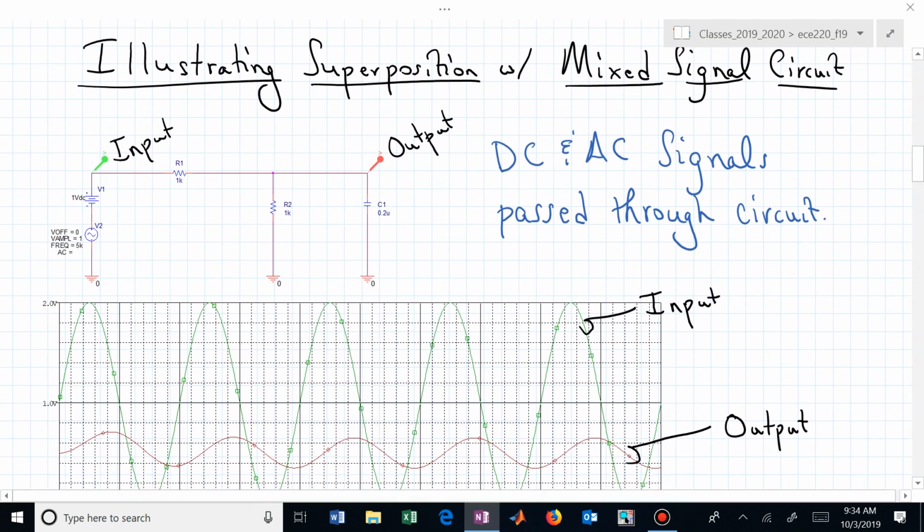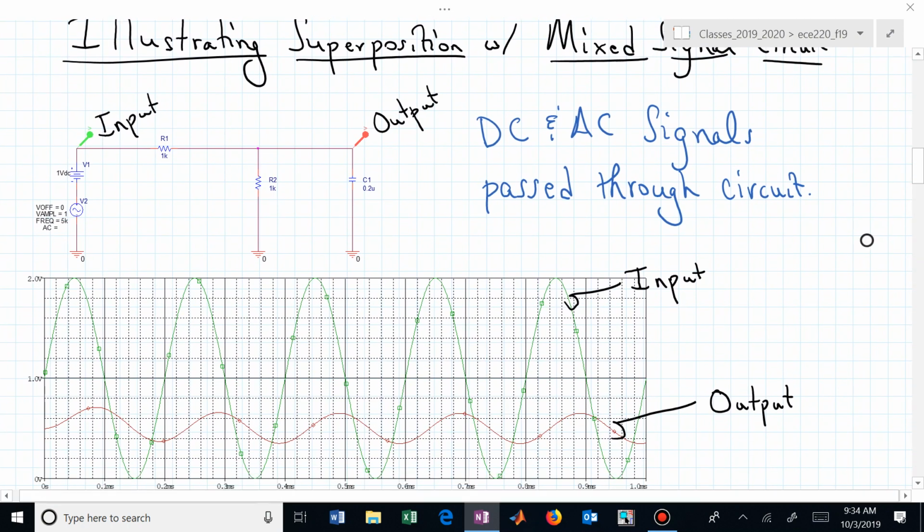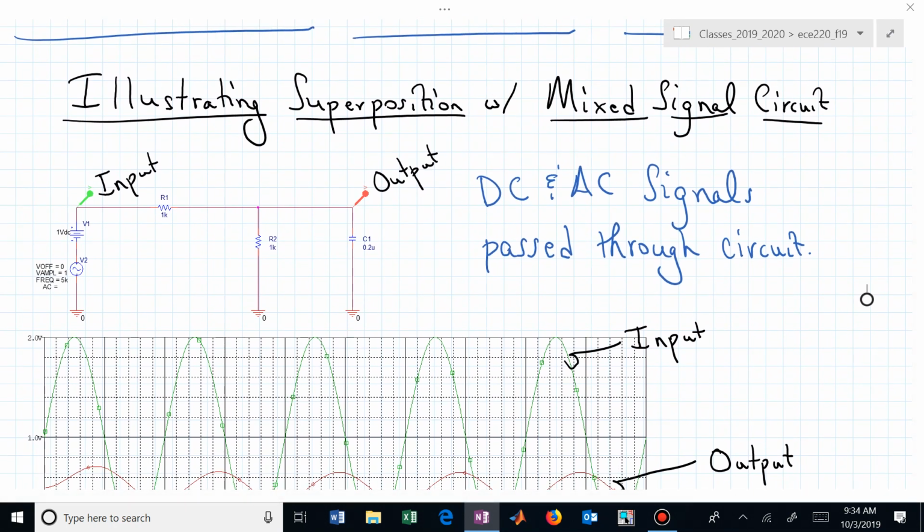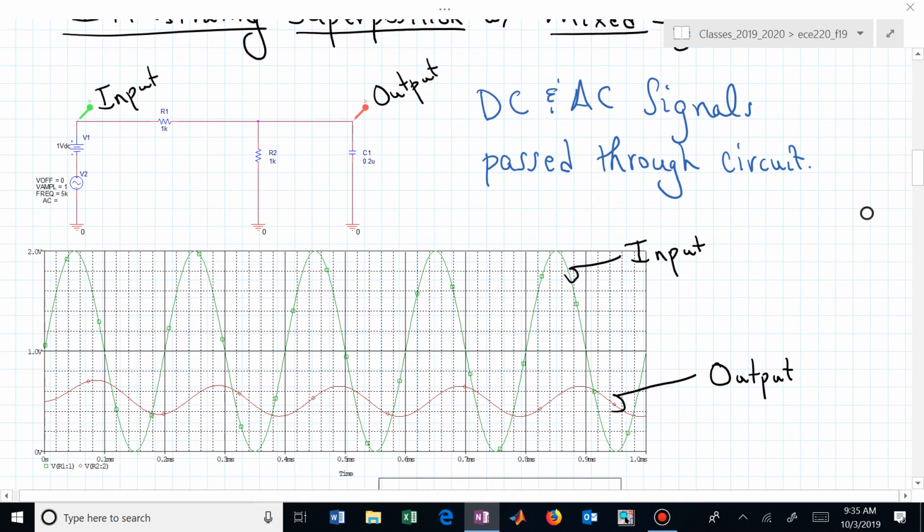Here's an example of applying superposition, and here it's titled a mixed signal circuit. The mixed signal means we have constant sources, and the sources are on the left. They are in series. We have a DC source on top of, it doesn't matter, we could flip those, an AC source. The AC is a sinusoid of 5,000 hertz, and the DC value is 1 volt. The AC amplitude is 1 volt. We're now combining those.